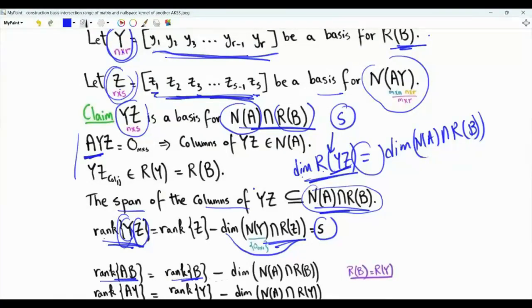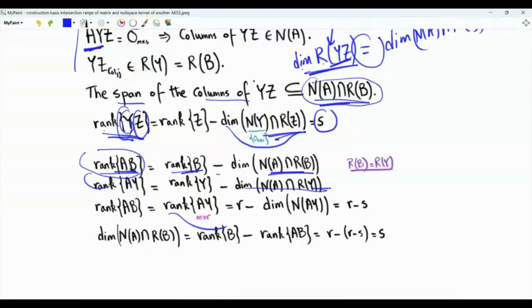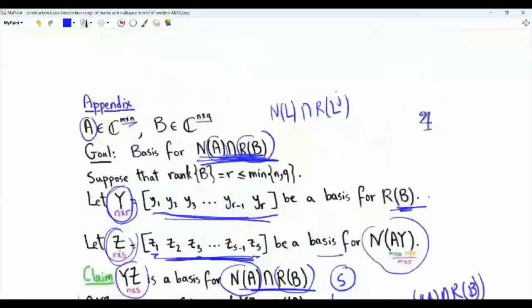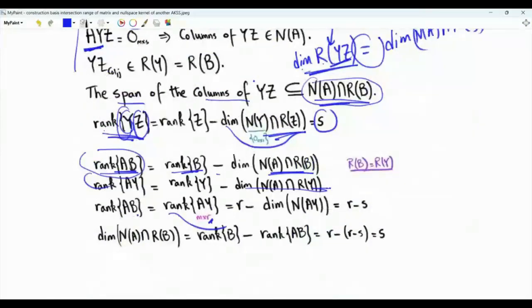The rank of AB is the rank of B minus the dimension of this intersection. What about the rank of AY? Using the same formula, the rank of AY is the rank of Y minus the dimension of this intersection. But the range of Y is the same as the range of B. This means that the rank of AB is equal to the rank of AY. And what is the rank of AY? By the rank nullity theorem, the rank of AY is the number of columns of AY here, which is R, and R is the rank of matrix B, minus the dimension of the null space of AY. And this null space is assumed to have a dimension S. The rank of AB is equal to the rank of AY, which by the rank nullity theorem is equal to R minus S.